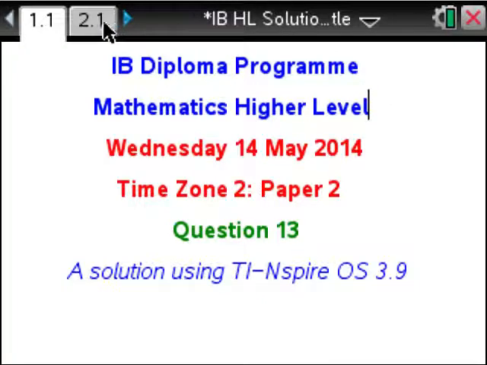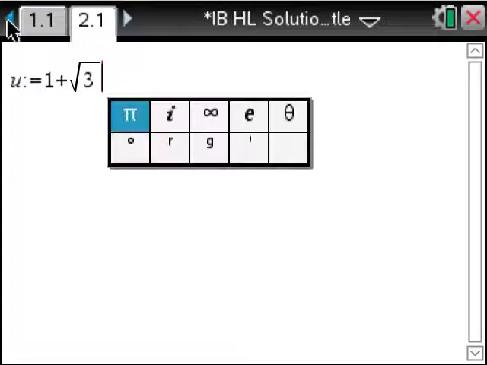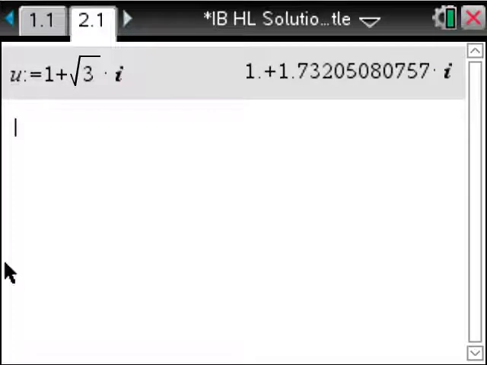Higher level, paper 2, question 13. Let's go to a calculator page and define the variables that we're given. So u is equal to 1 plus the square root of 3 times i. We're not doing the first part of this question because even in Inspire I can't do proof by induction. v is defined as being 1 subtract i.